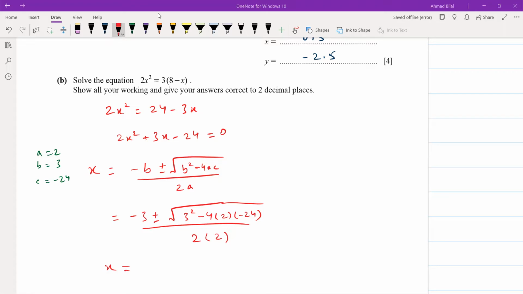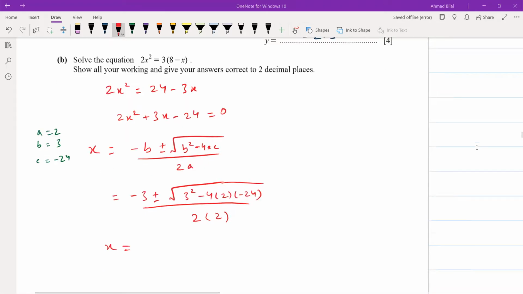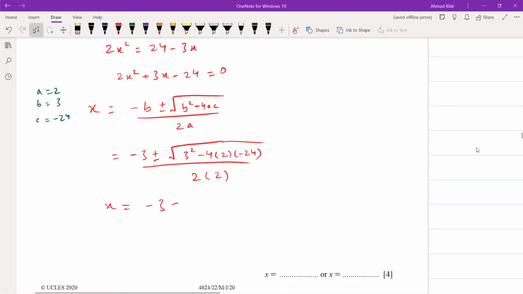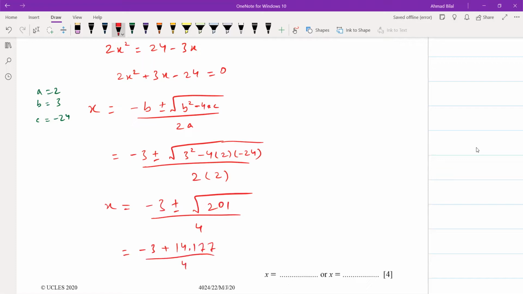Okay, so what do we get from this? Anyone? तो क्या results आते हैं? We have -3 plus... सर 201 मिलता है अगर square bracket को expand करें. Okay, so bracket में 201 आता है divided by 4, so we get -3 plus square root of this, which is 14.177 divided by 4, or -3 minus 14.177 divided by 4.